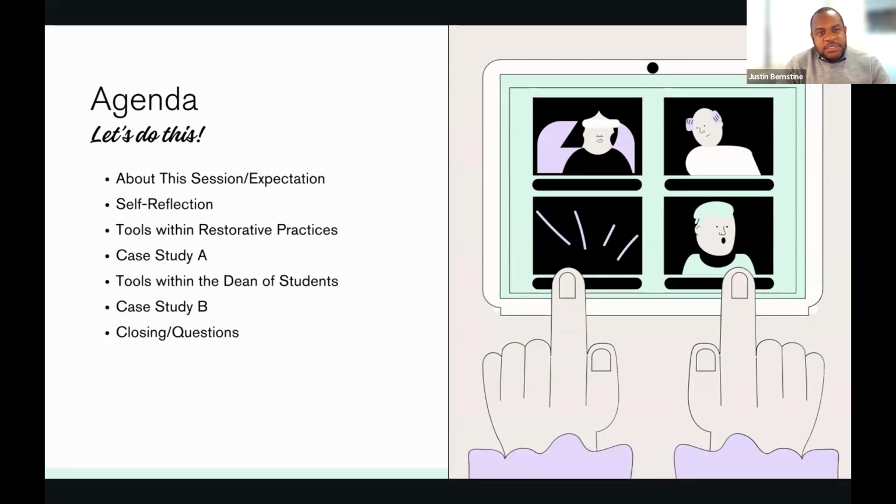So Ash is going to kick us off with a quick self-reflection in a moment. And then Dr. Rowe will talk through the tools for restorative practices, and we'll do a case study related to that. And then Ash and I will go through tools from the Dean of Students office, and we'll do a case study regarding those. And we'll have time, hopefully, at the end for questions and for groups to share out from their breakout sessions.